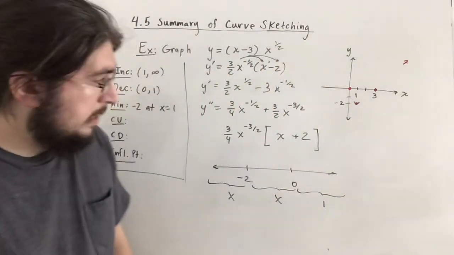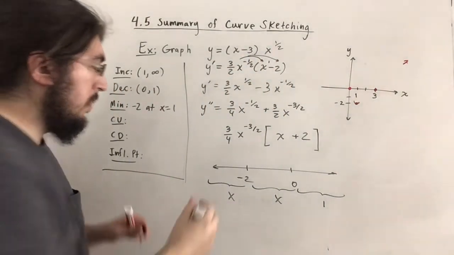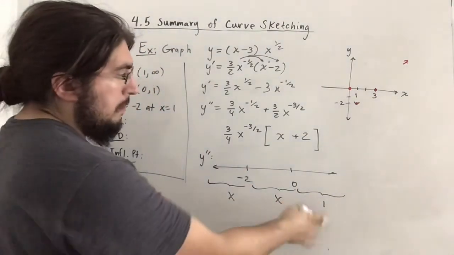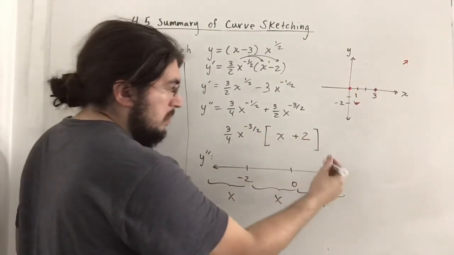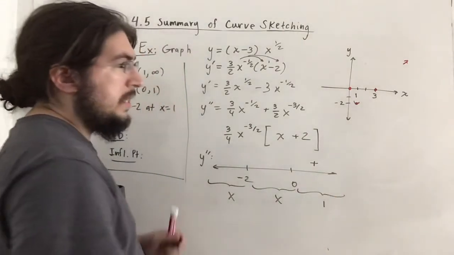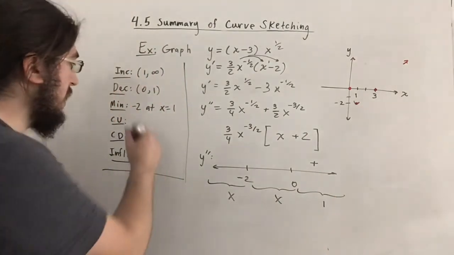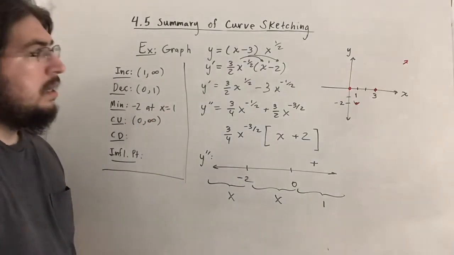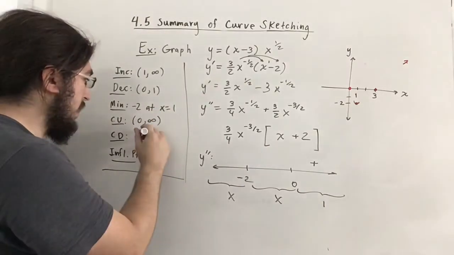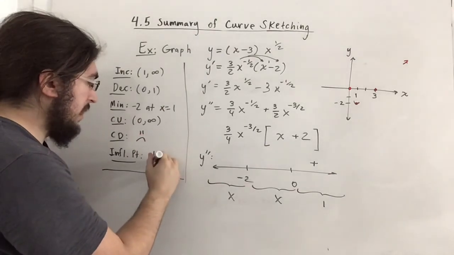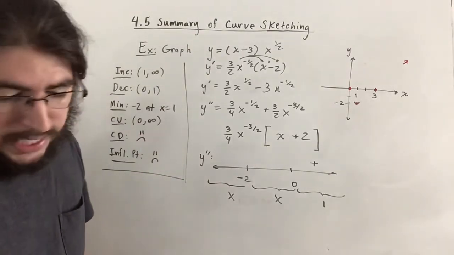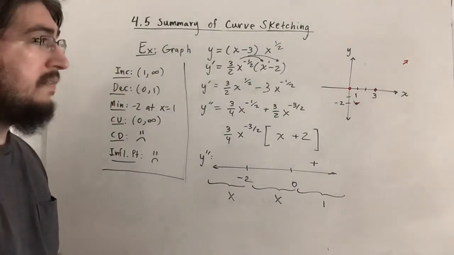But now let's actually plug 1 into our second derivative and see the sign finally. And you can tell right away, plugging in 1, that's positive. 1 plus 2 is 3, that's positive. So indeed, this is always concave up on our domain, which is 0 to infinity. Okay, this is never concave down, and there are no inflection points because it's always concave up. There's no sign change in the second derivative. In other words, there's no change in concavity at all.